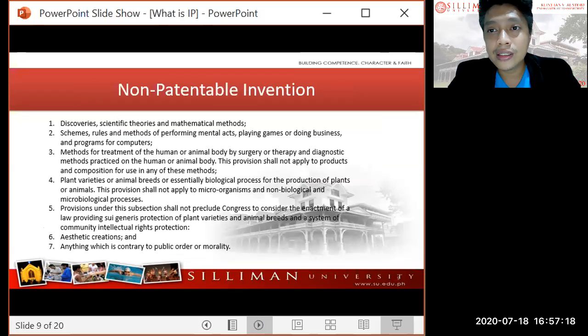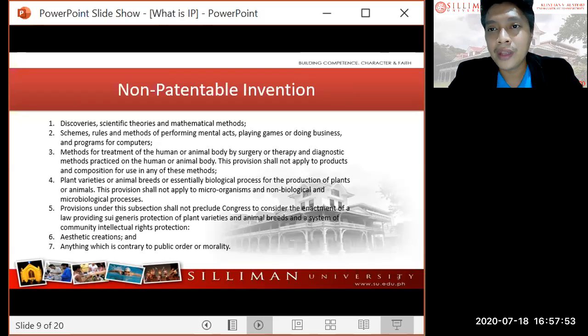Another one is rules and methods of performing mental acts, playing games, or doing business, and programs for computers. Basically, these are rules and regulations for a game, policies in your businesses, and programs for your computer. However, programs for computers are protected by another intellectual property, which is copyright. We will discuss that one later when we reach copyright.